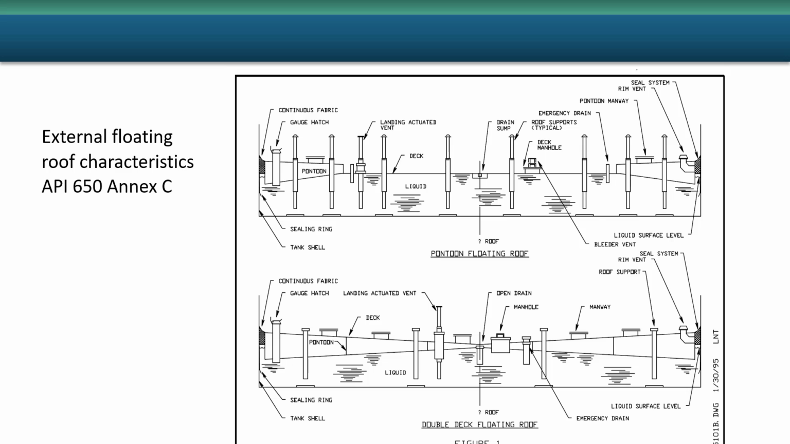Here's a schematic that shows the annular pontoon floating roof here versus a double deck, which is essentially two layers over the entire surface that have bulkheads as well. This type of roof is the most robust against sinking. The annular pontoon is kind of a balance between cost and robustness.